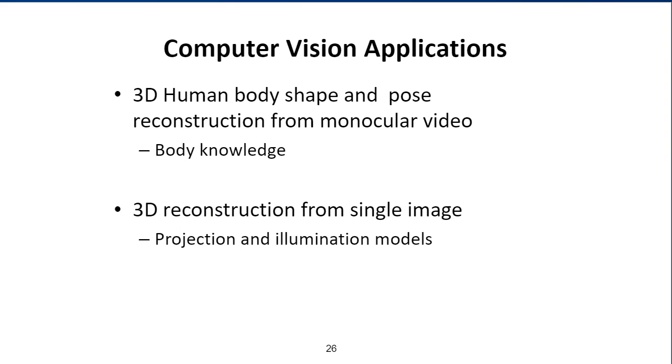Now I want to give you two use cases to further illustrate how we can implement these methods. First, we want to do 3D human body shape and pose reconstruction from monocular videos. Here we want to demonstrate that we can use body knowledge as supervision to train a deep regression human body model for 3D body reconstruction. The second is another typical problem in computer vision, 3D reconstruction from a single image. Here we want to show that we can use the computer vision model, including the projection and illumination model, to help train a deep model.